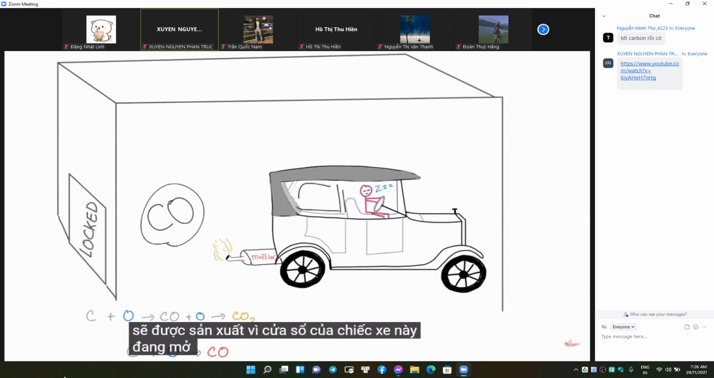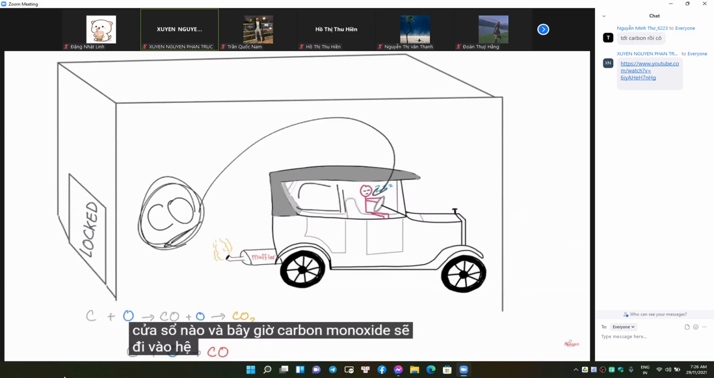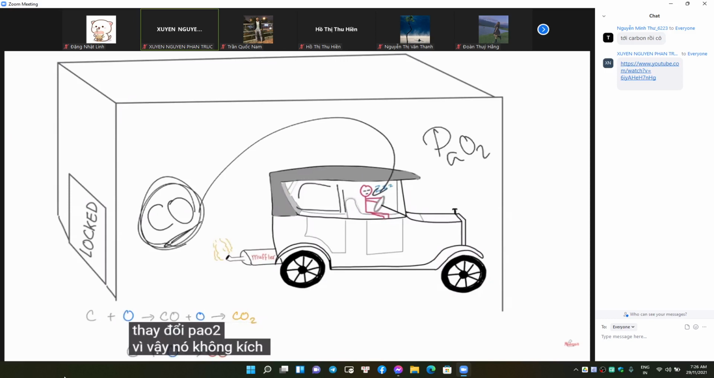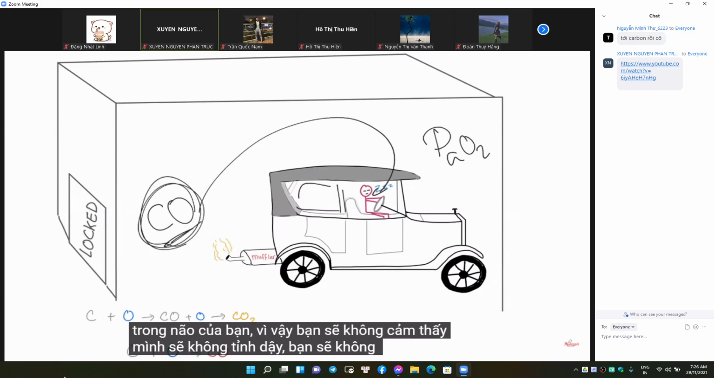Since this car's windows are open or it doesn't have any windows, now carbon monoxide is gonna go into this kid's system. He'll have headache, but he is sleeping. And by the way, carbon monoxide doesn't change the PaO2, so it doesn't stimulate the respiratory center in your brain. So you won't feel, you won't wake up, you won't do anything. You'll just die in peace. That's why it's a silent killer.